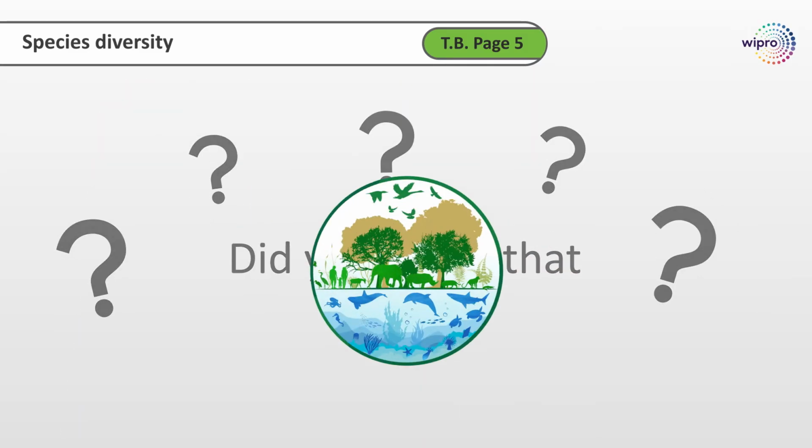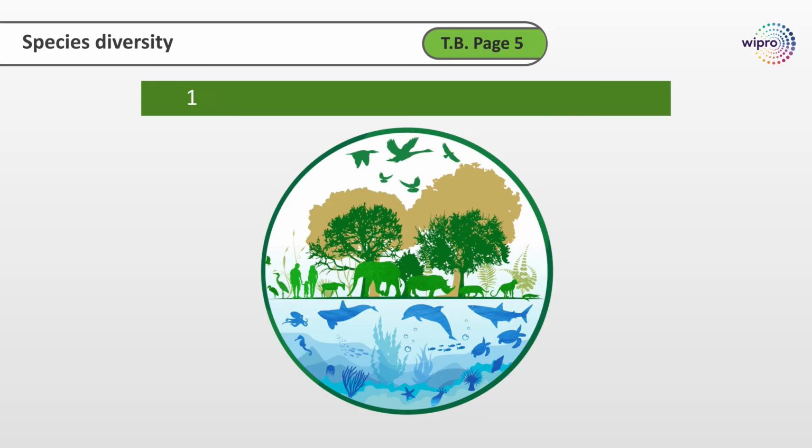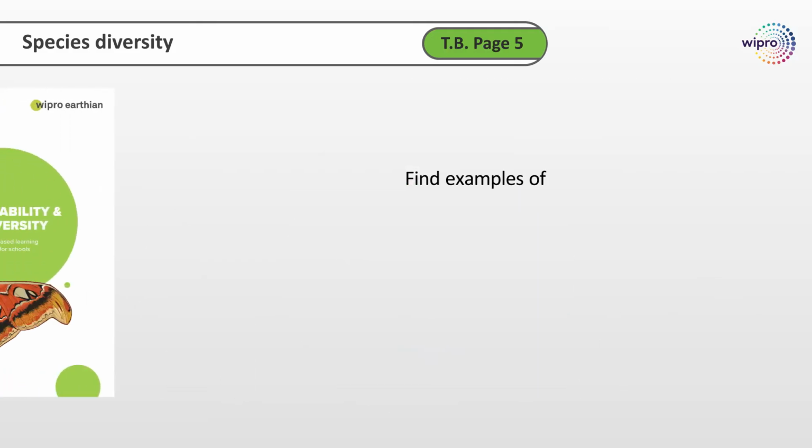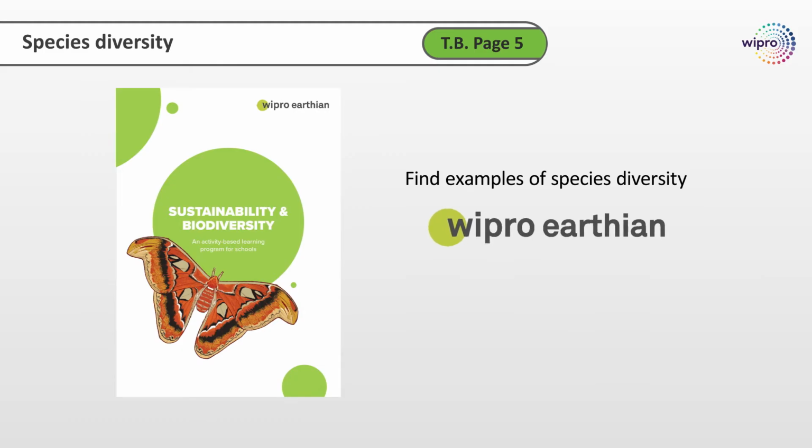Did you know that there are approximately 1.8 million different species that have been classified on Earth, and many species are yet to be discovered? You can find examples of species diversity in the Wipro Earthian-Sustainability and Biodiversity booklet.